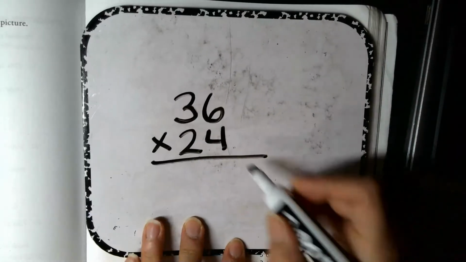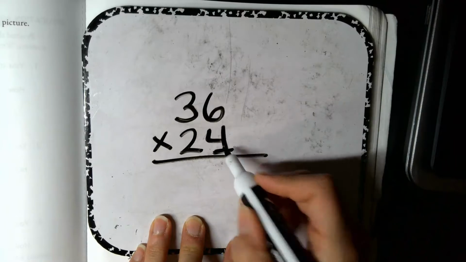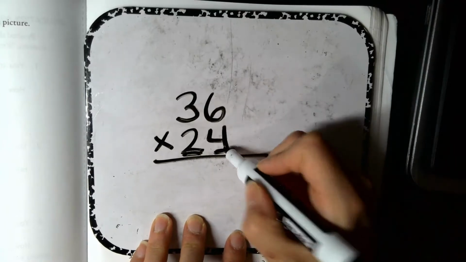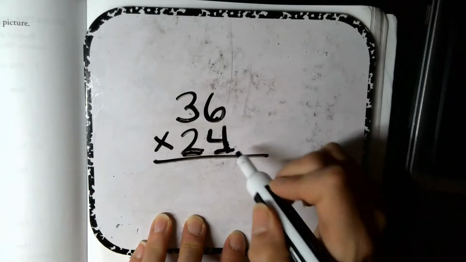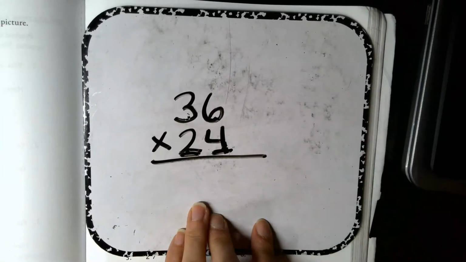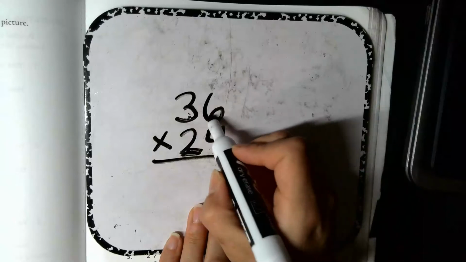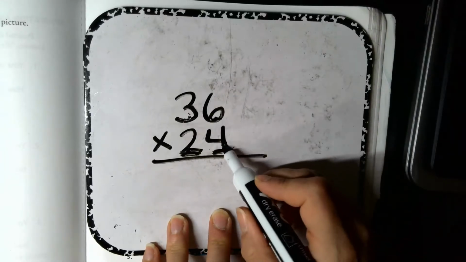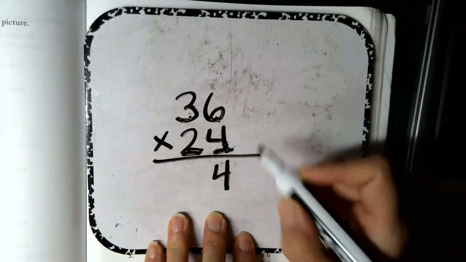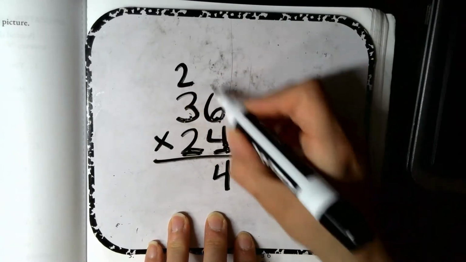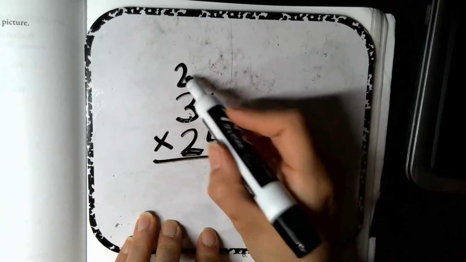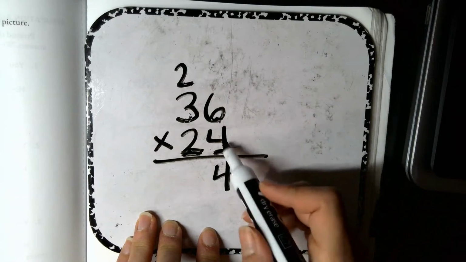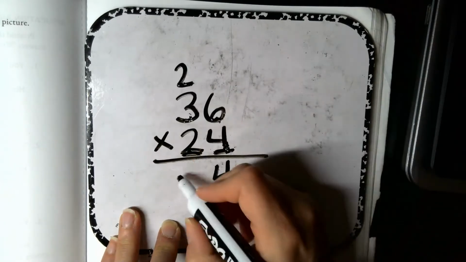Over here we have 36 times 24. Every number on the bottom gets multiplied by each number on top. So this times that, this times that, okay? We do 4 first, the first number on the bottom that needs to be multiplied by both numbers on top. We start with the 6. 4 times 6 is 24. We put our 4 here, we carry over our 2, okay? Then we do 4 times 3, that's 12. We add our 2 that we carried over, so 4 times 3 is 12, plus 2 is 14.